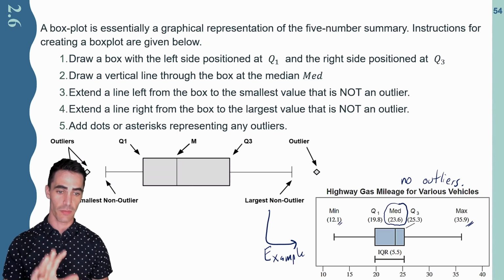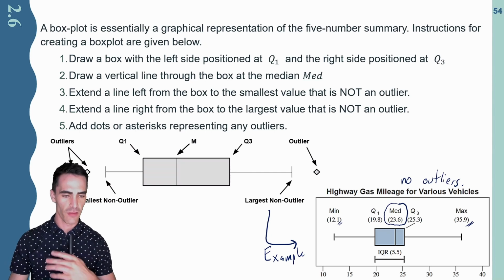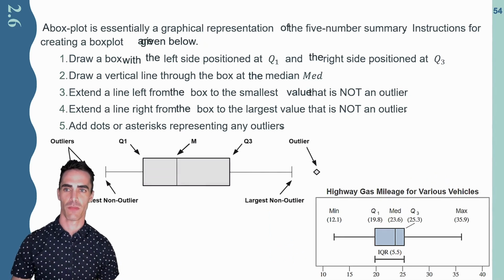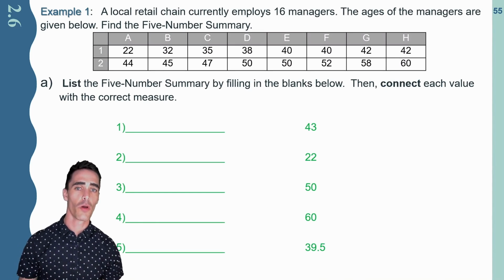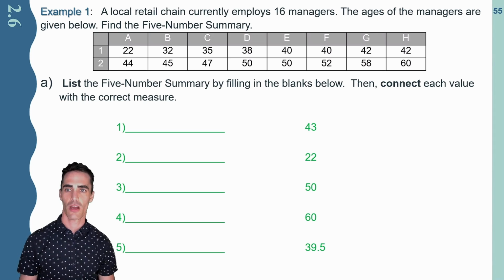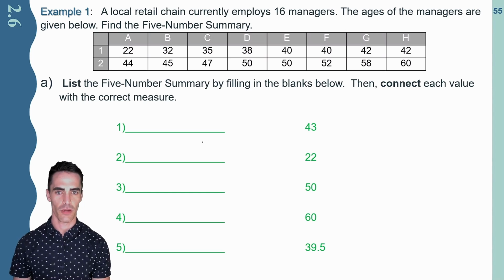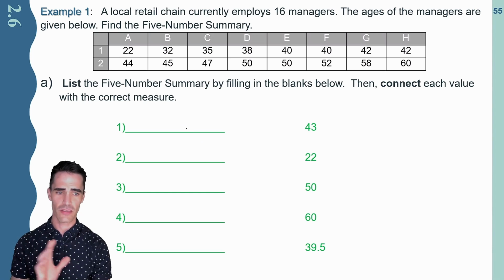Instead of going through this example again, though, let me do a more practical example, pulling apart the 5-number summary and the box plot. A local retail chain currently employs 16 managers. The ages of the managers are given below. What I want to do is find the 5-number summary. And the beauty is the 5-number summary is already given to me. All these numbers are listed here.